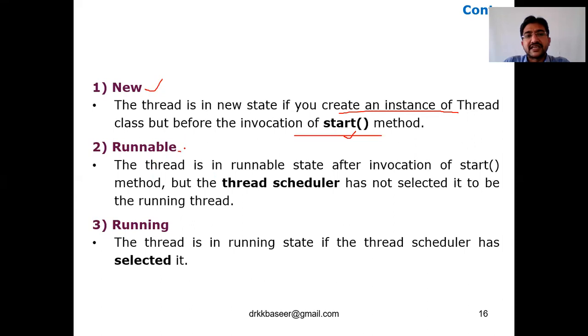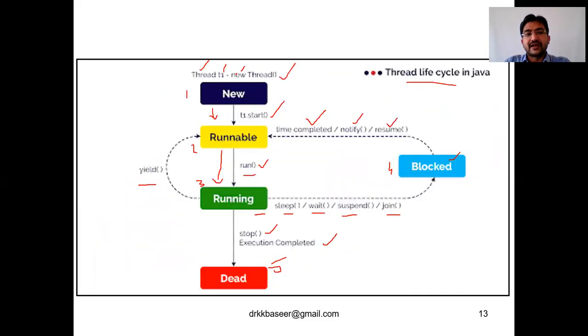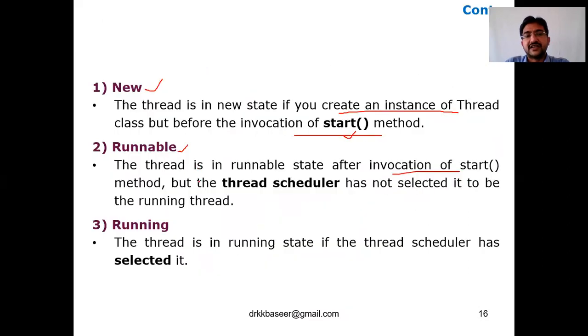Now coming to the second stage, runnable. The thread is in runnable state after invocation of the start method. Once you do T1 dot start, it goes to runnable. That is the second stage. But the thread scheduler has not yet selected it to be a running thread. It goes from runnable to running when the thread scheduler selects that task. Until it is selected, it will be in runnable state only.